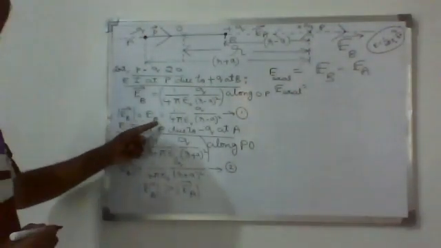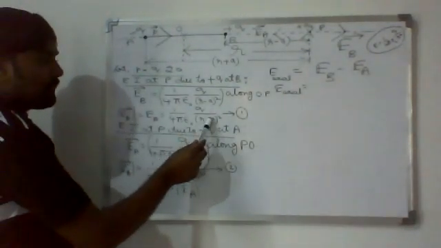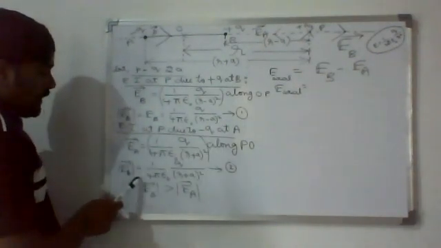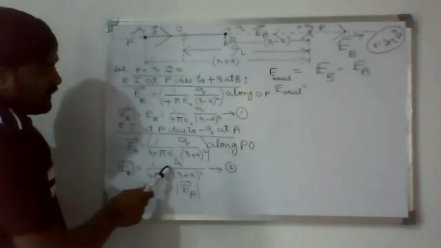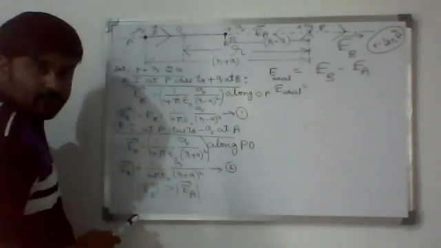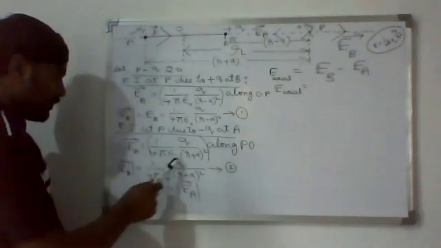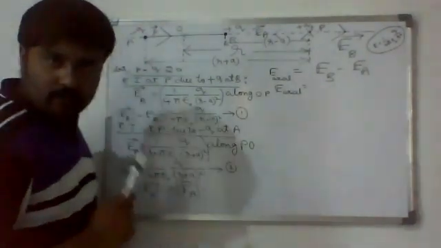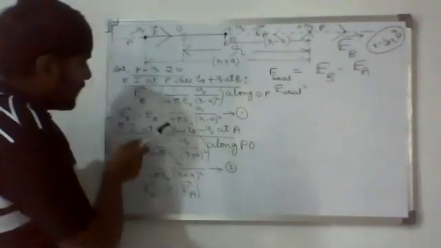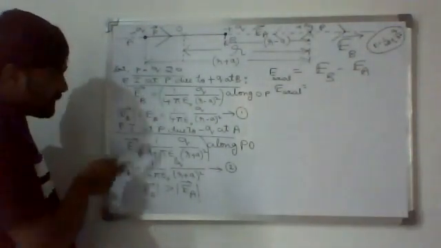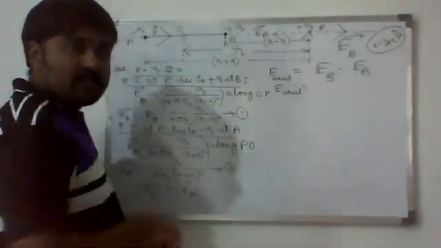So this is the value of E_B: 1 divided by 4 pi epsilon naught Q divided by (R minus A) whole square. And this is E_A: 1 divided by 4 pi epsilon naught into Q divided by (R plus A) whole square. From these two equations, Q divided by 4 pi epsilon naught is common. Let's take it outside.